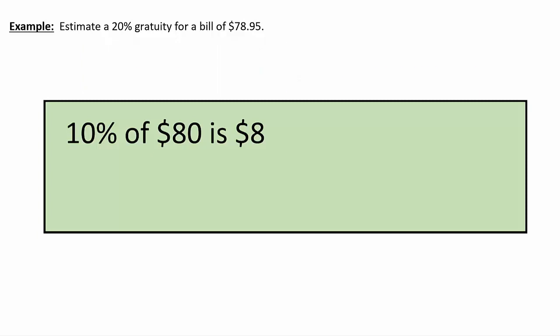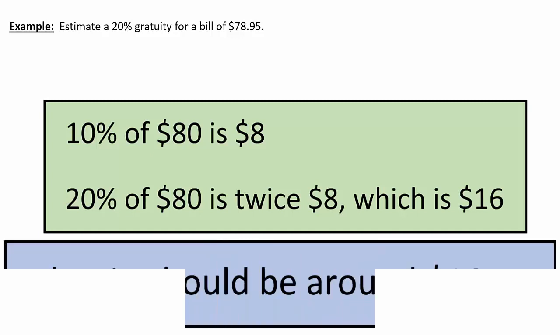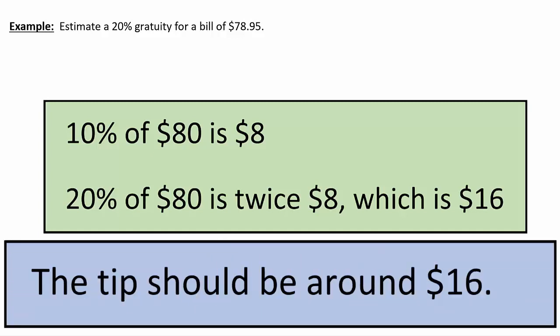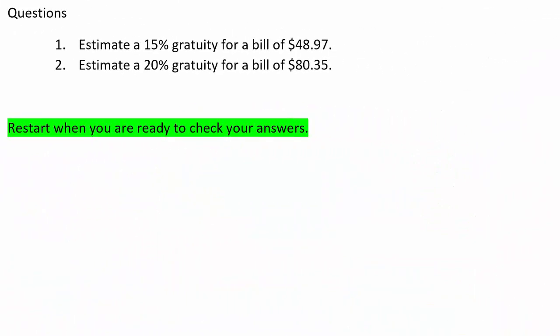So 10% of $80 is $8. 20% then would be twice that. What's twice $8? $16. So the tip should be around $16. Pause the video and try these problems.